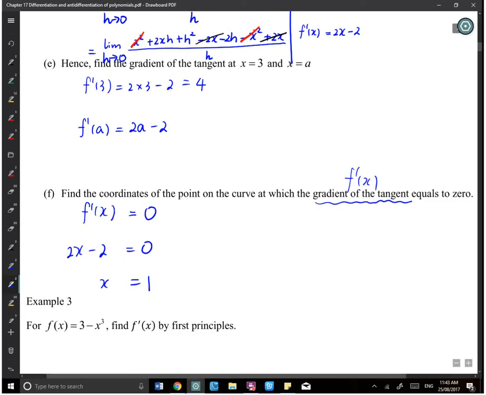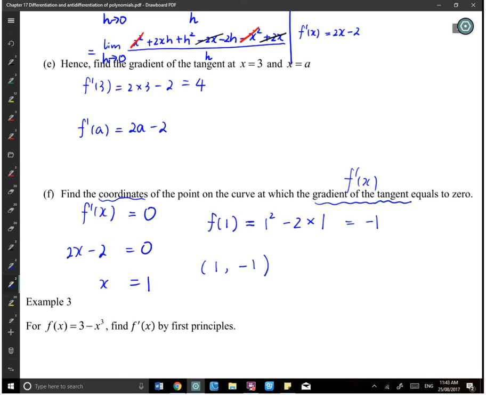So, I want the coordinates. What are the coordinates? I need to sub 1 back into the function. f of 1 equals 3 times 1 squared minus 2 times 1, which equals negative 1. So (1, negative 1) will have a gradient of 0.